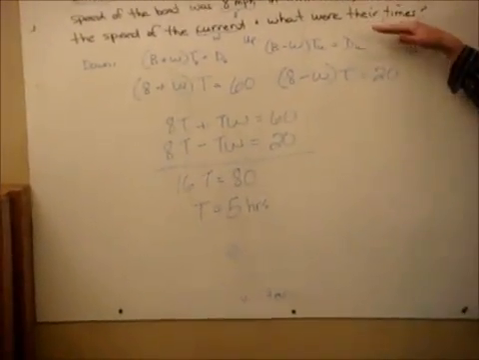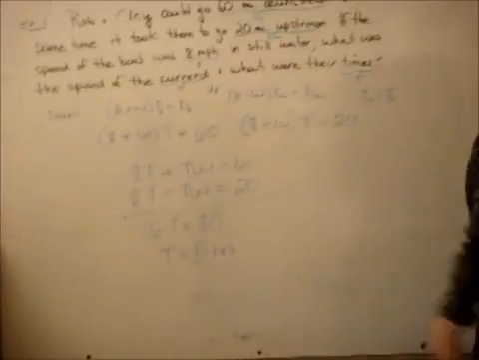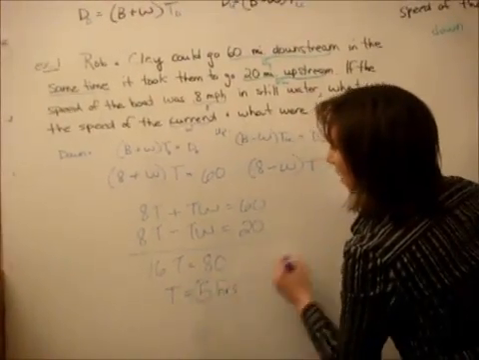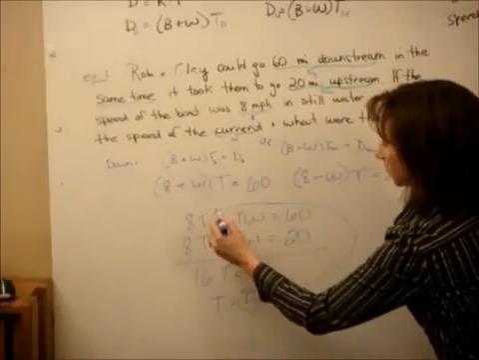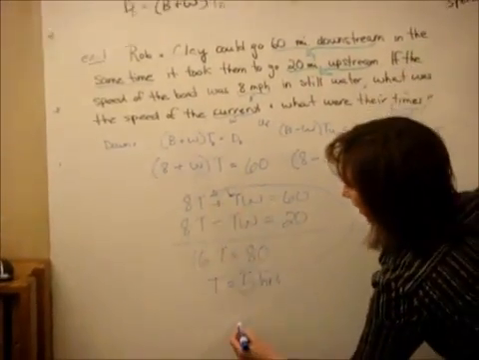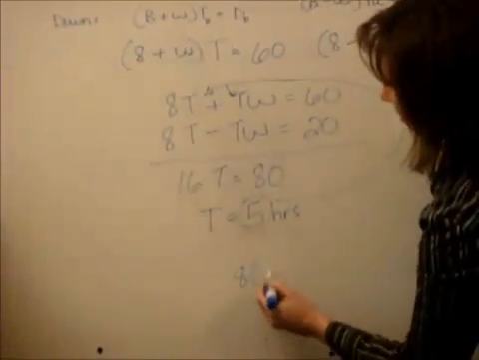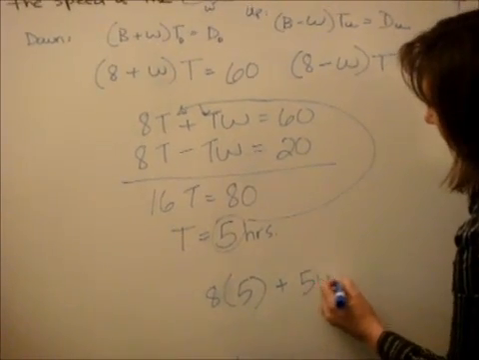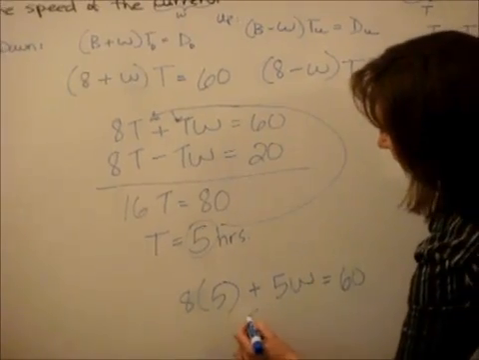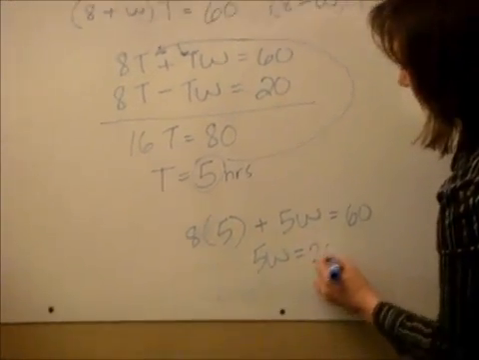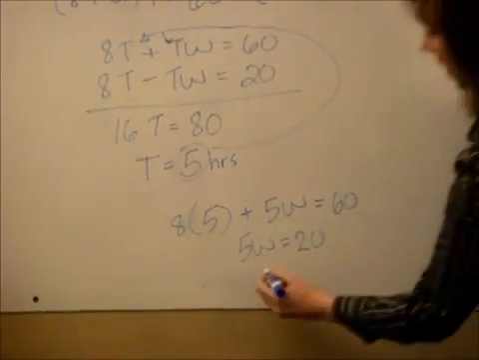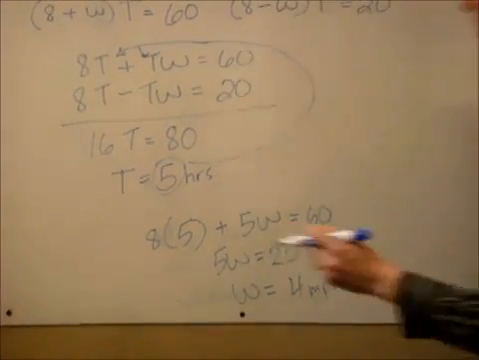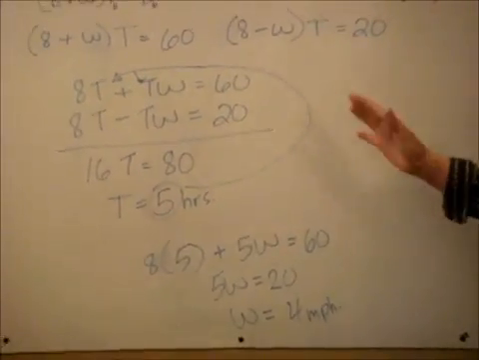Once you get the time, then we can go back and find the current. They're the two things that we're looking for. So we're just going to put our 5 in up here where the T is, in both places. So we're going to get 8 times 5 plus 5 times W equals 60. And we're going to get 5W equals 20 if I subtract the 40 from the 60. And the water speed is 4 miles per hour. So they're very straightforward, each kind's a little bit different.